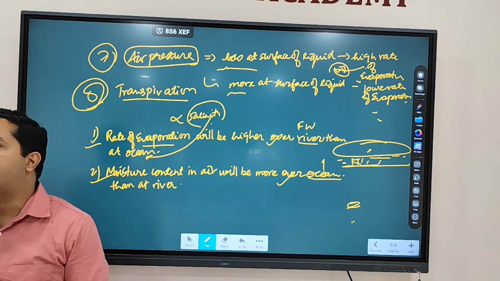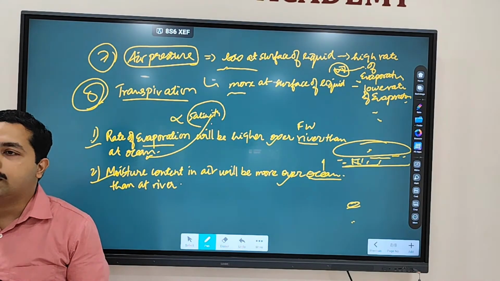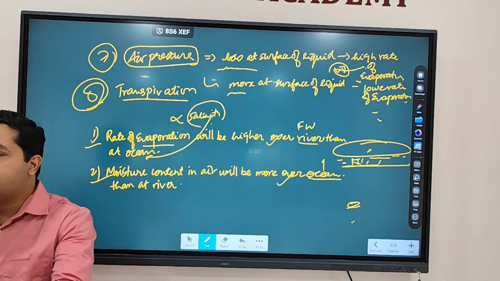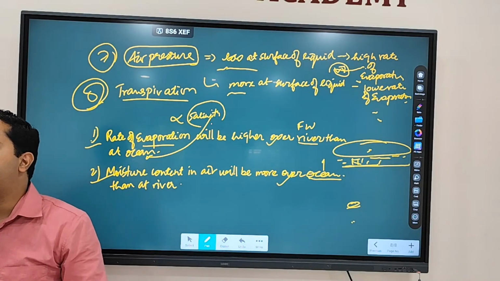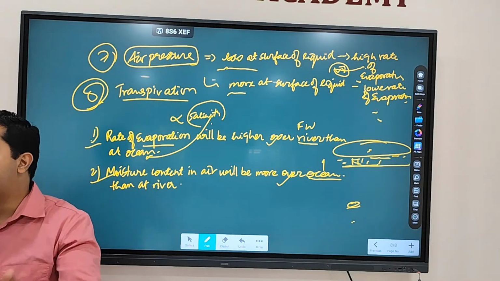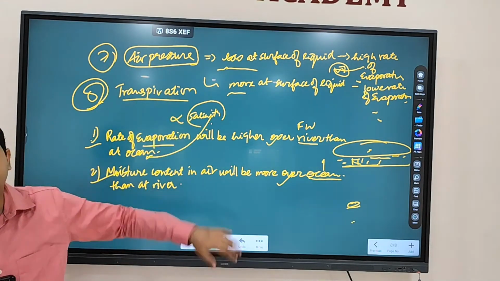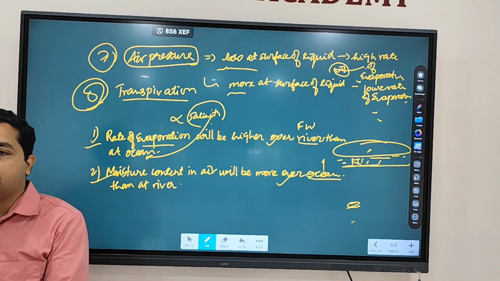earlier you had more lakes in Bangalore. Now what is happening? You're filling the lakes, creating buildings over there and using them for real estate purposes. So evaporation is getting lesser and lesser in the case of Bangalore, and that's why the weather is changing. Fine. So these are the factors that determine your evaporation.